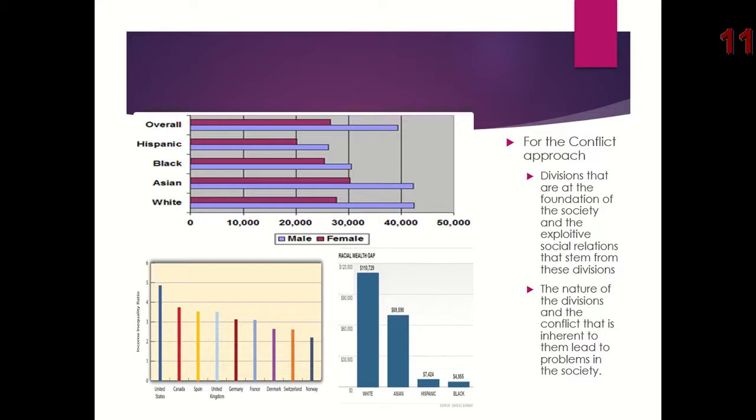So whereas in functionalism, we said, well, there's nothing wrong with the system or the institutions, it's when we change it that's the problem. This is saying, no, the problem is the way that these are set up. They are set up to favor one over the other, and that is inherently going to cause conflict, because why would you be okay with the dude next to you getting more than you if you're doing the same kind of work? That's the idea.